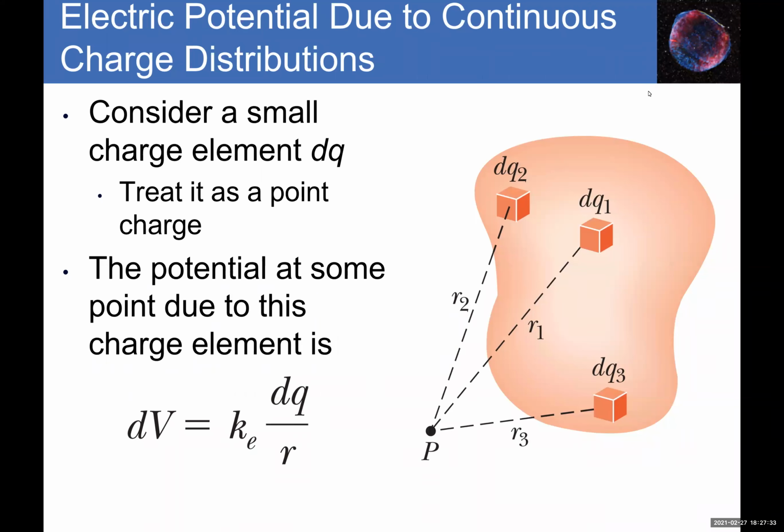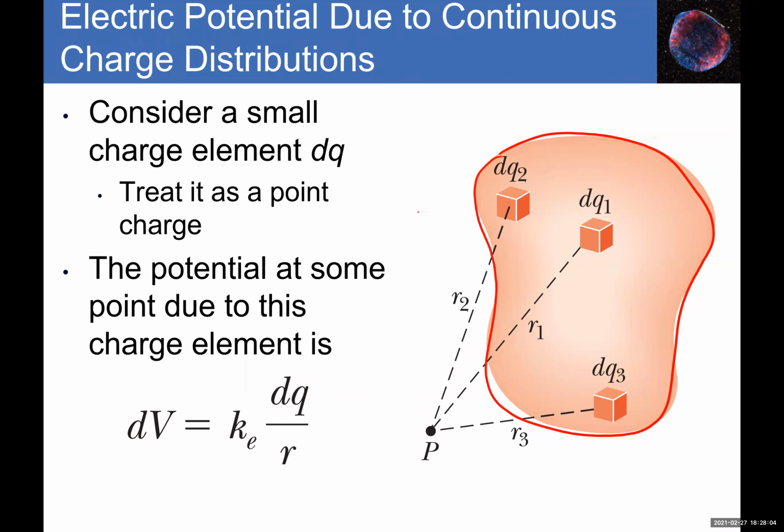So that means, again, very similar to finding electric field due to this type of continuous charge distribution, we can also find the potential due to this type of continuous charge distribution. Again, let's say over here is our object where the charges are distributed, and we can consider that this is not just a single object, but a collection of charges.